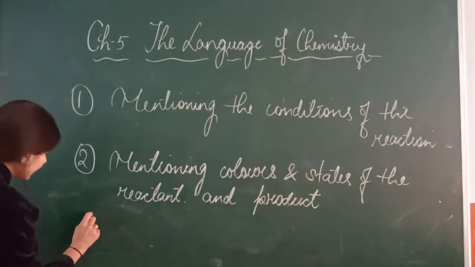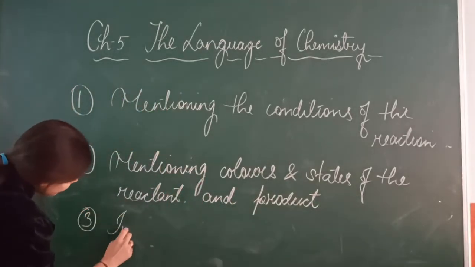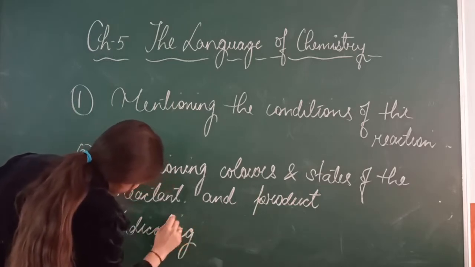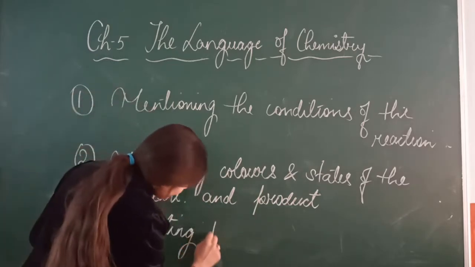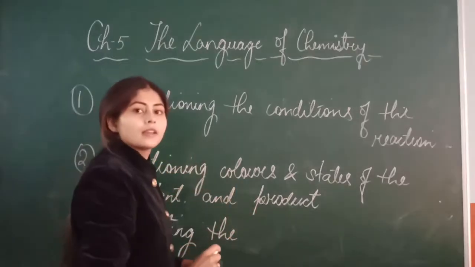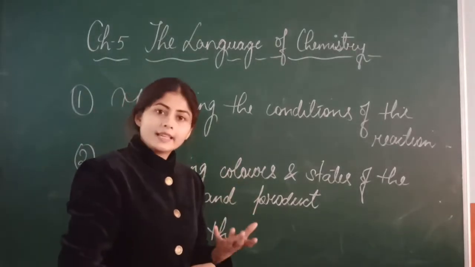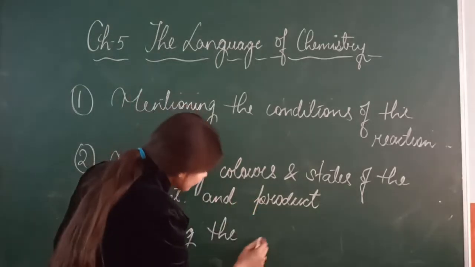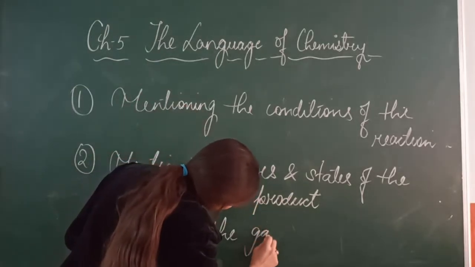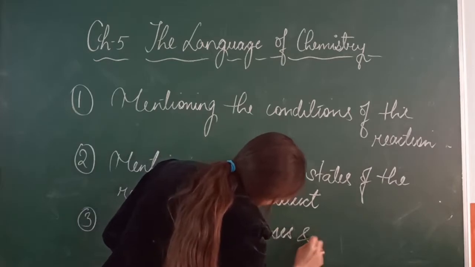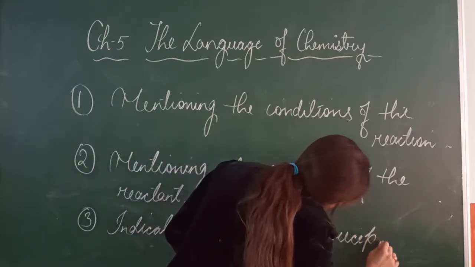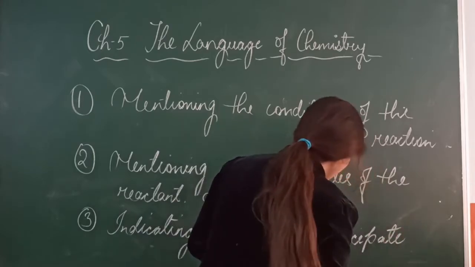And the third one is indicating the gaseous products, the gases and the precipitate, by arrow. If in the product we will get gases and precipitate.